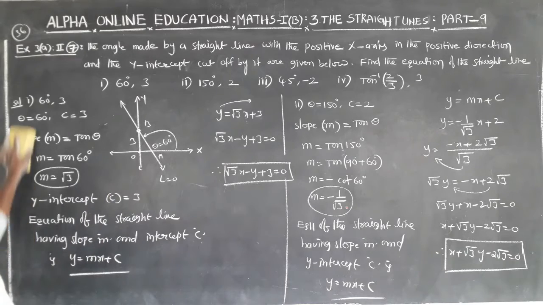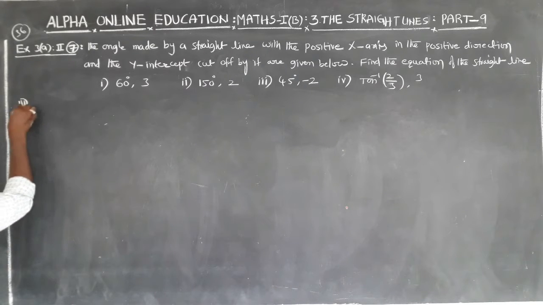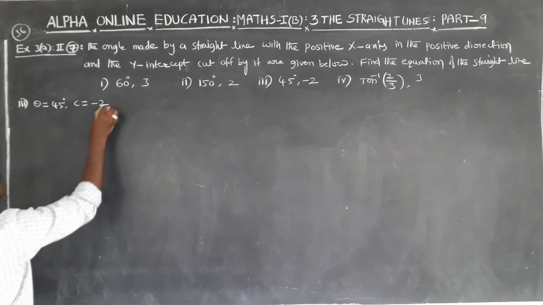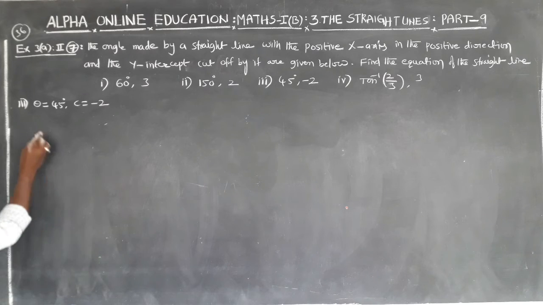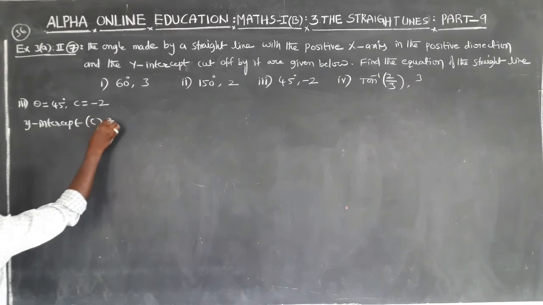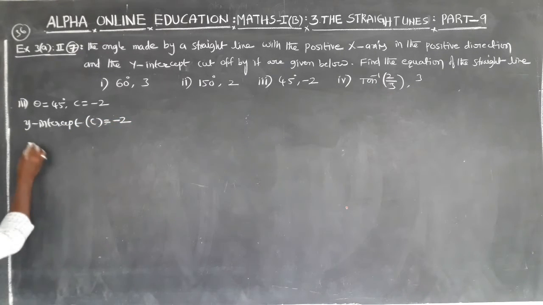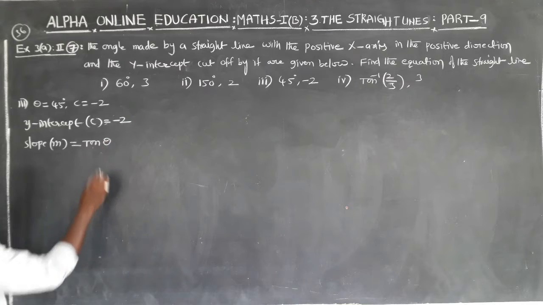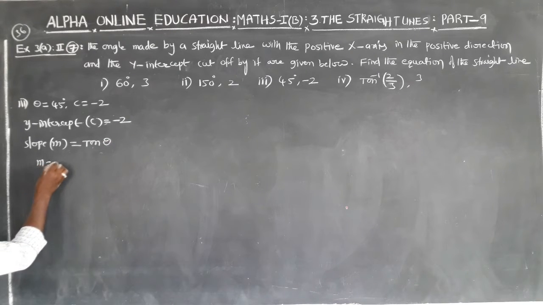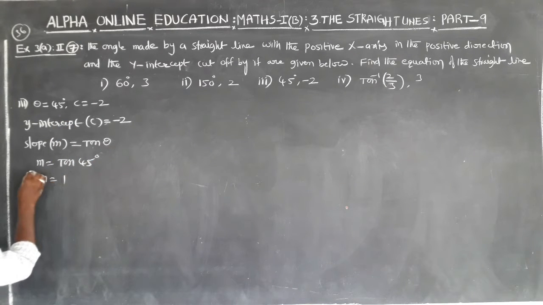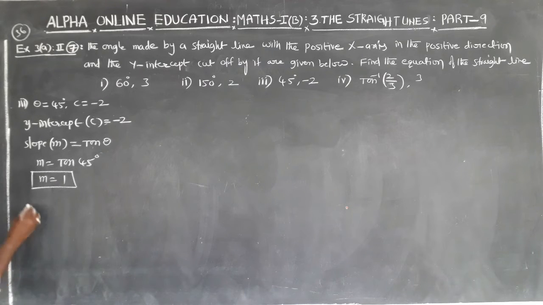Next one, third one is theta is equal to 45 degrees, y-intercept C is equal to minus 2. Here find the slope of the line. Slope m is equal to tan theta. M is equal to tan 45 degrees, which is 1.